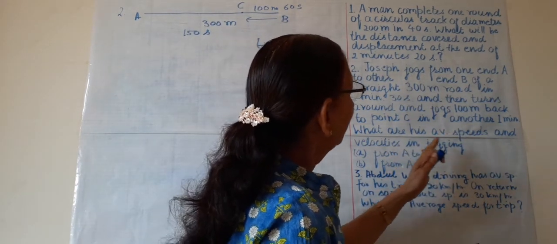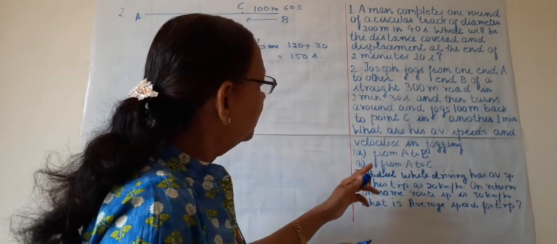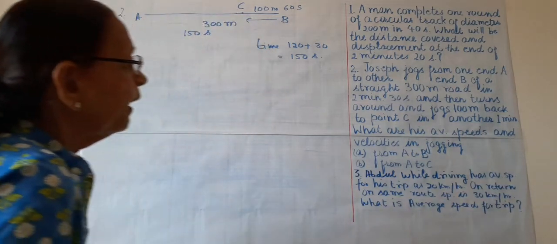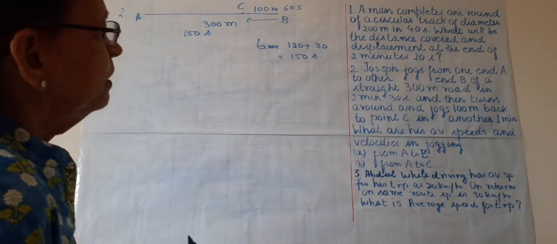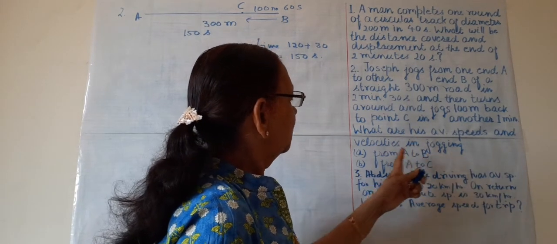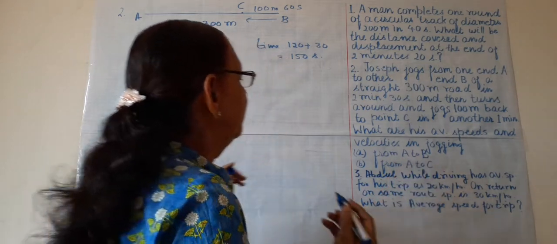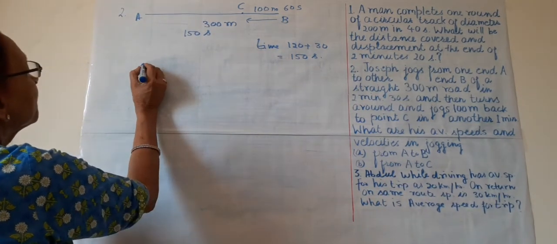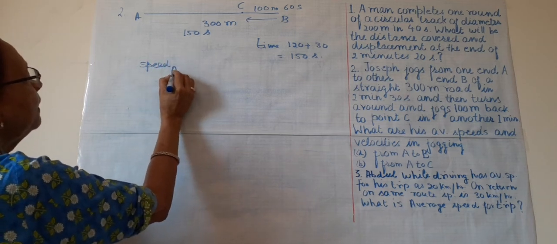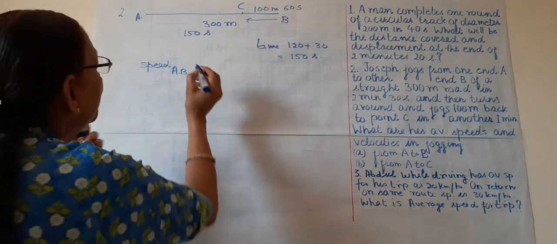What are his average speed and velocities in jogging? First from A to B and second from A to C. So first we will calculate the speed from A to B. Speed from, I am writing here, AB. It means speed from A to B.